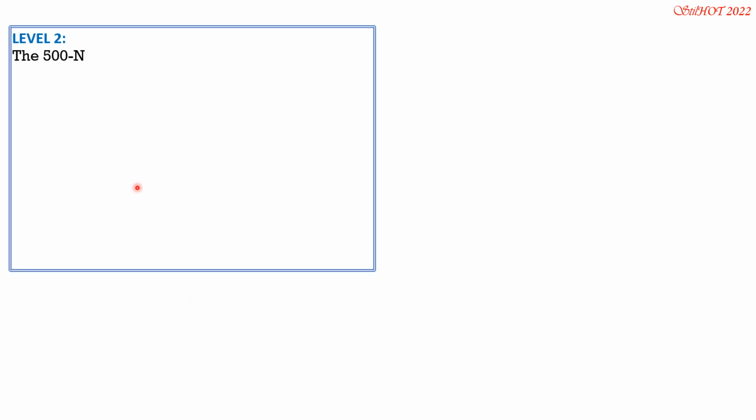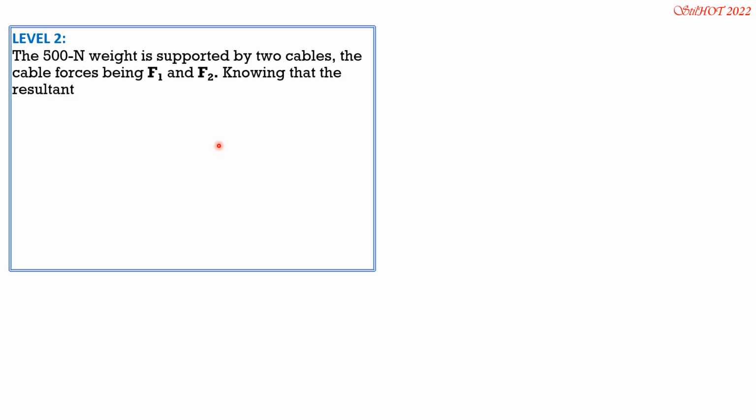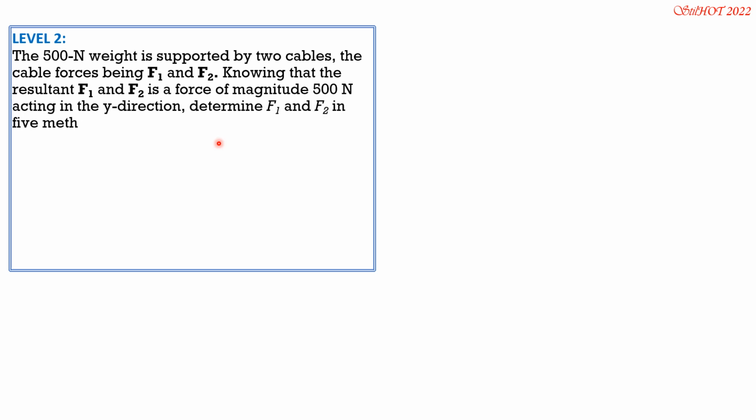Level 2 problem. The 500 Newton weight is supported by two cables, the cable forces being F1 and F2. Knowing that the resultant of F1 and F2, these are vectors, is a force of magnitude 500 newtons acting in the y direction, determine F1 and F2.